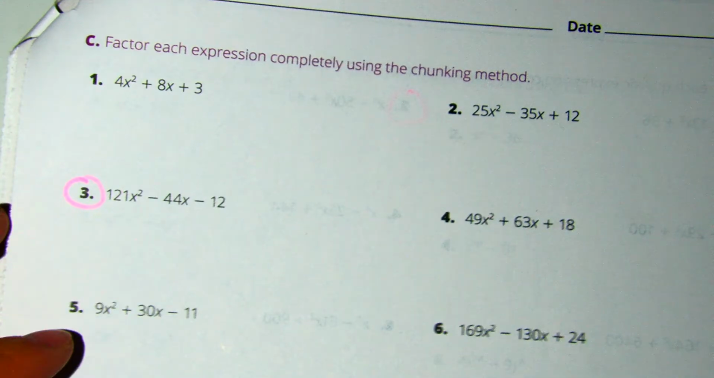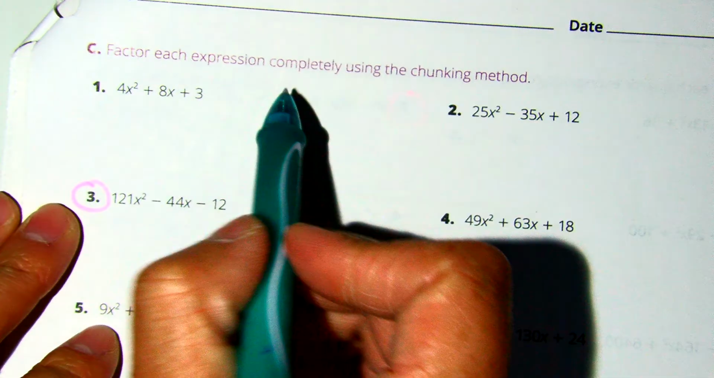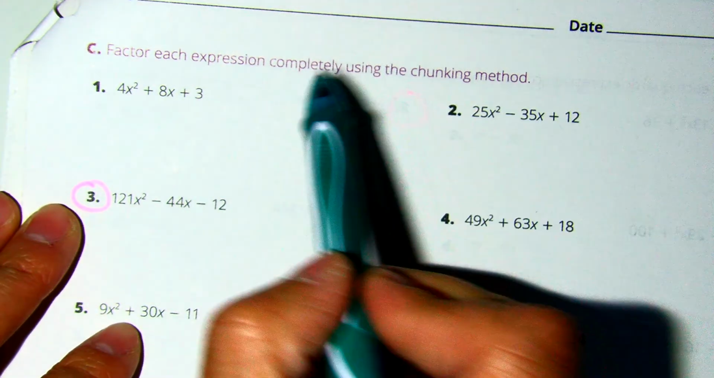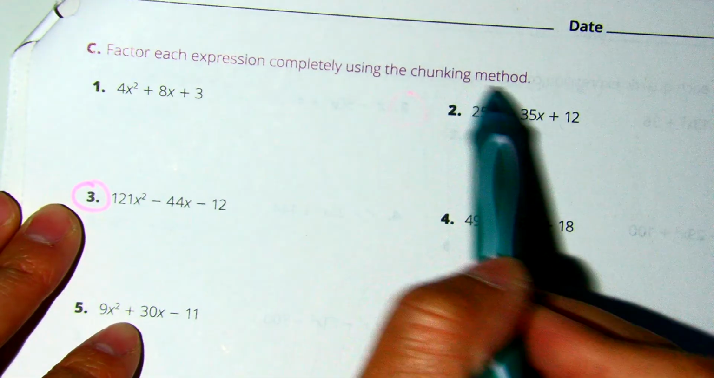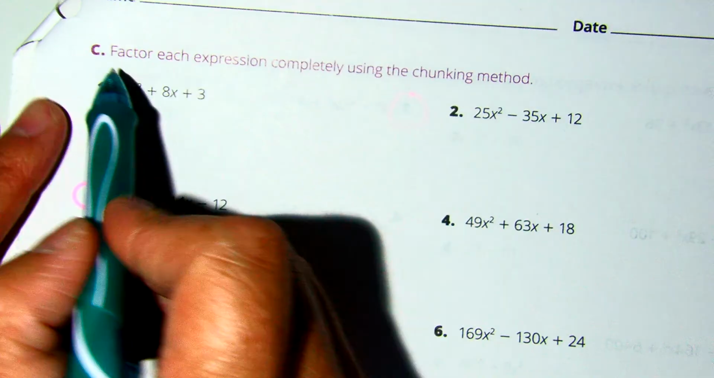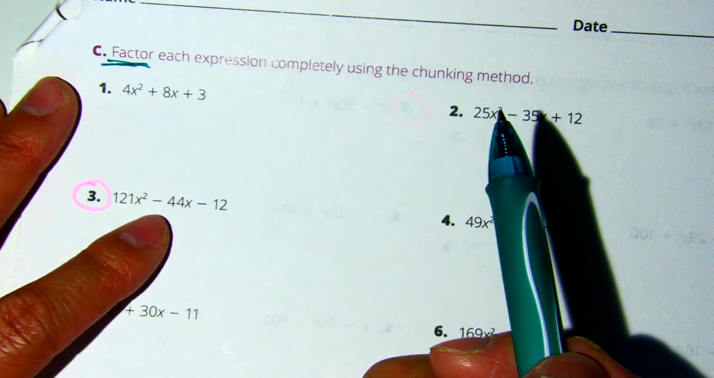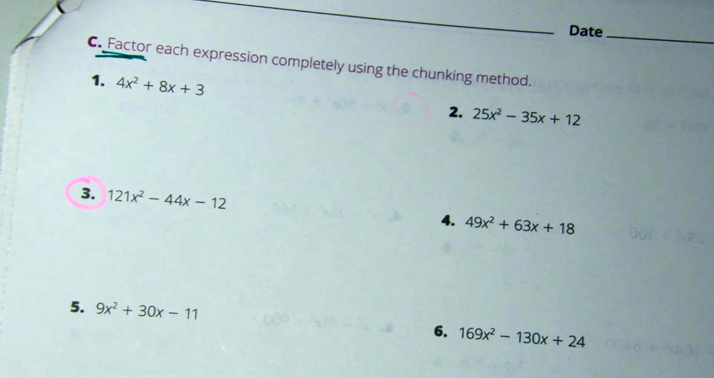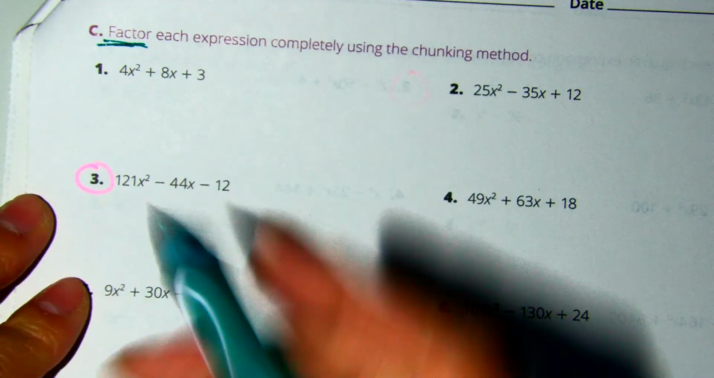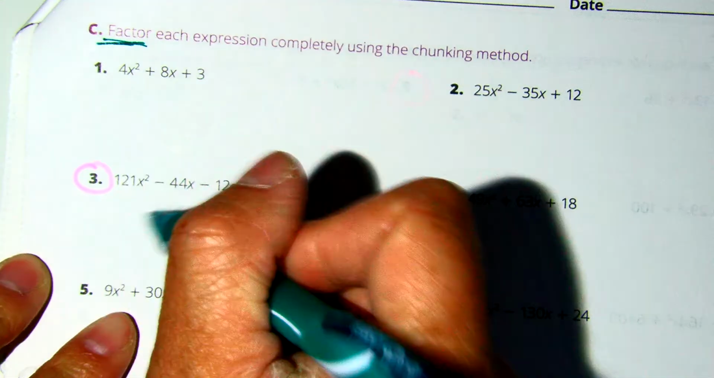C3 says, factor each expression completely using the chunking method. Remember in class we talked about how you don't actually need to use the chunking method. All I'm going to ask you to do is just factor. So I will show you both methods. I'm going to use Xbox first.